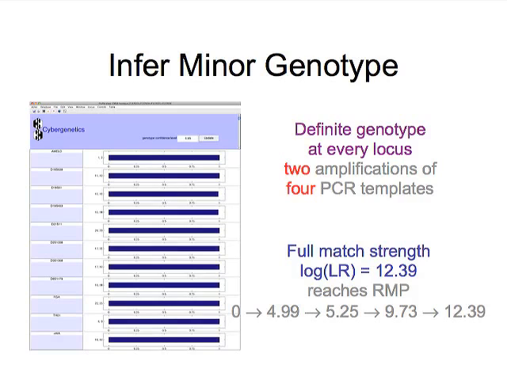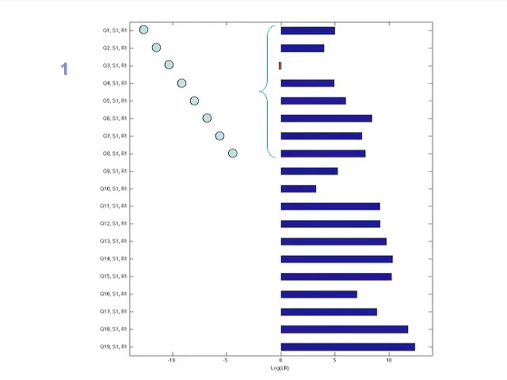Okay, so these are four PCR templates, two amplifications of each. What I'd like to show you now is the overall trend in information as we adduce more and more data. This is taken from the reporting interface of TrueAllele. The stuff on the left I just added so it'd be easier to see. Here are the first eight items. They're grouped. These two were from three, four, five, and six.